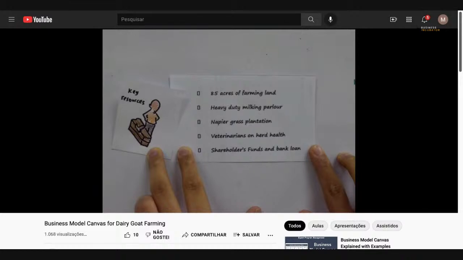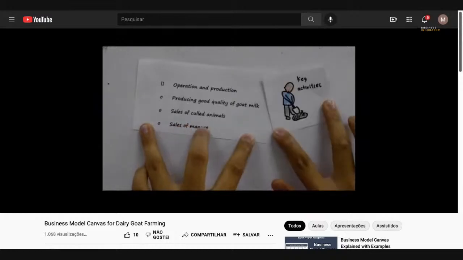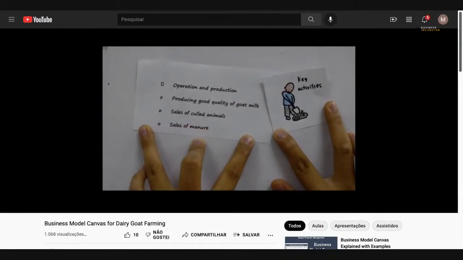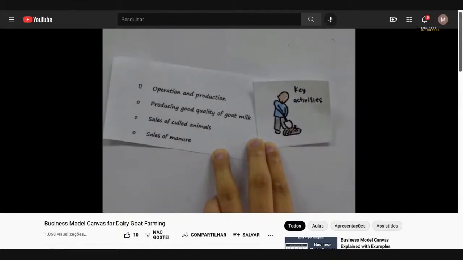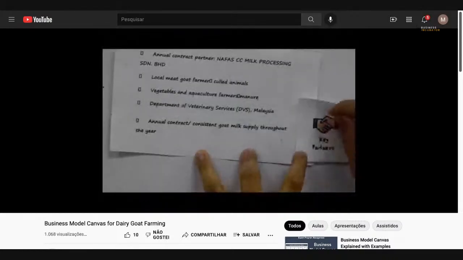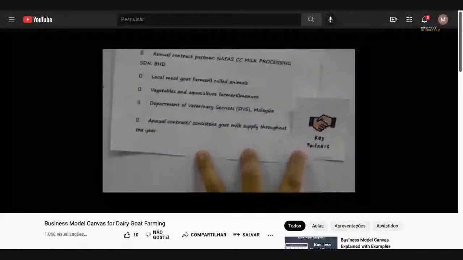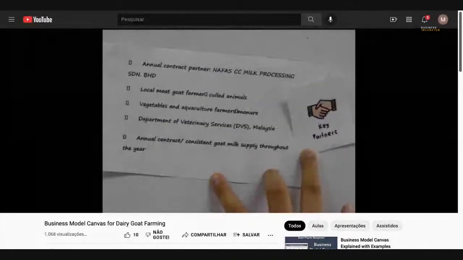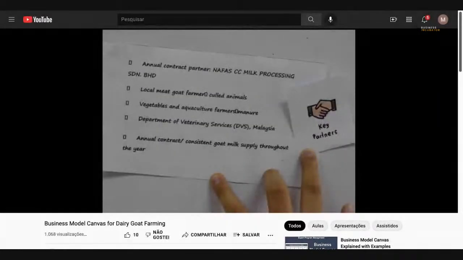Our key activities at the farm are mainly operation and production for producing good quality of goat milk and also sales of cull animals. The sales of manure will be our side income. As for our key partners, our company would have annual contract partner, which is Nafas CC Milk Processing Sdn Bhd for milk processing before selling off the products.